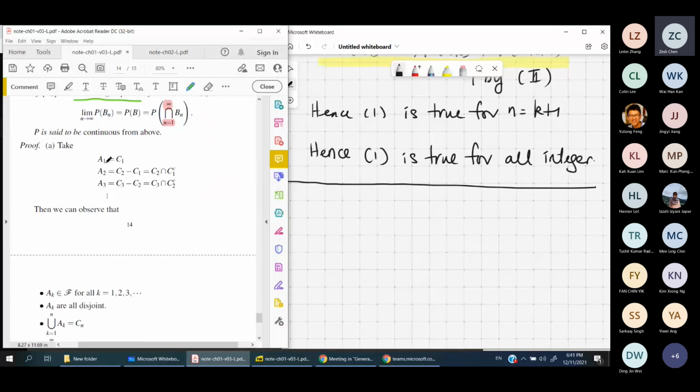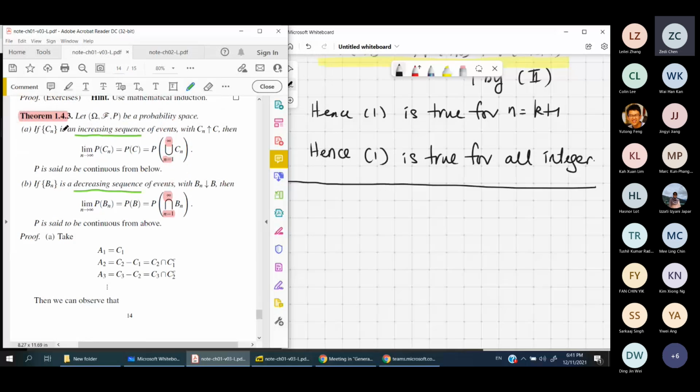So take A1 to be C1, A2 to be C2 minus C1. That means C2 intersect with C1 complement. A3 is C3 minus C2, that means C3 intersect with the complement of C2. And again, please remember, C is an increasing sequence of events.